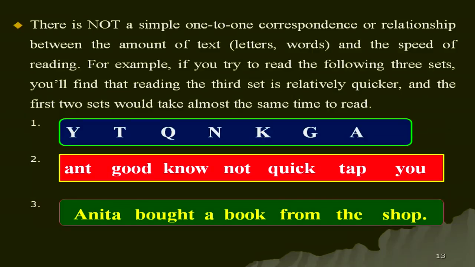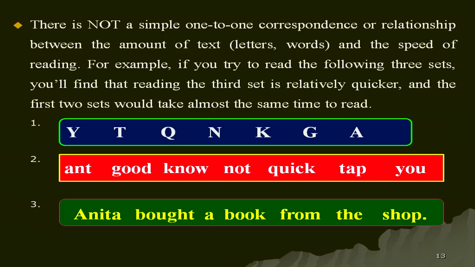This is very interesting. This means there is not a simple one-to-one correspondence or relationship between the amount of text, that means letters and words, and the speed of reading. I will repeat it again. There is not a simple one-to-one correspondence between the amount of text, that is letters or words, and the speed of reading. So, you should not think that if there are fewer words or fewer letters, then reading is easier.